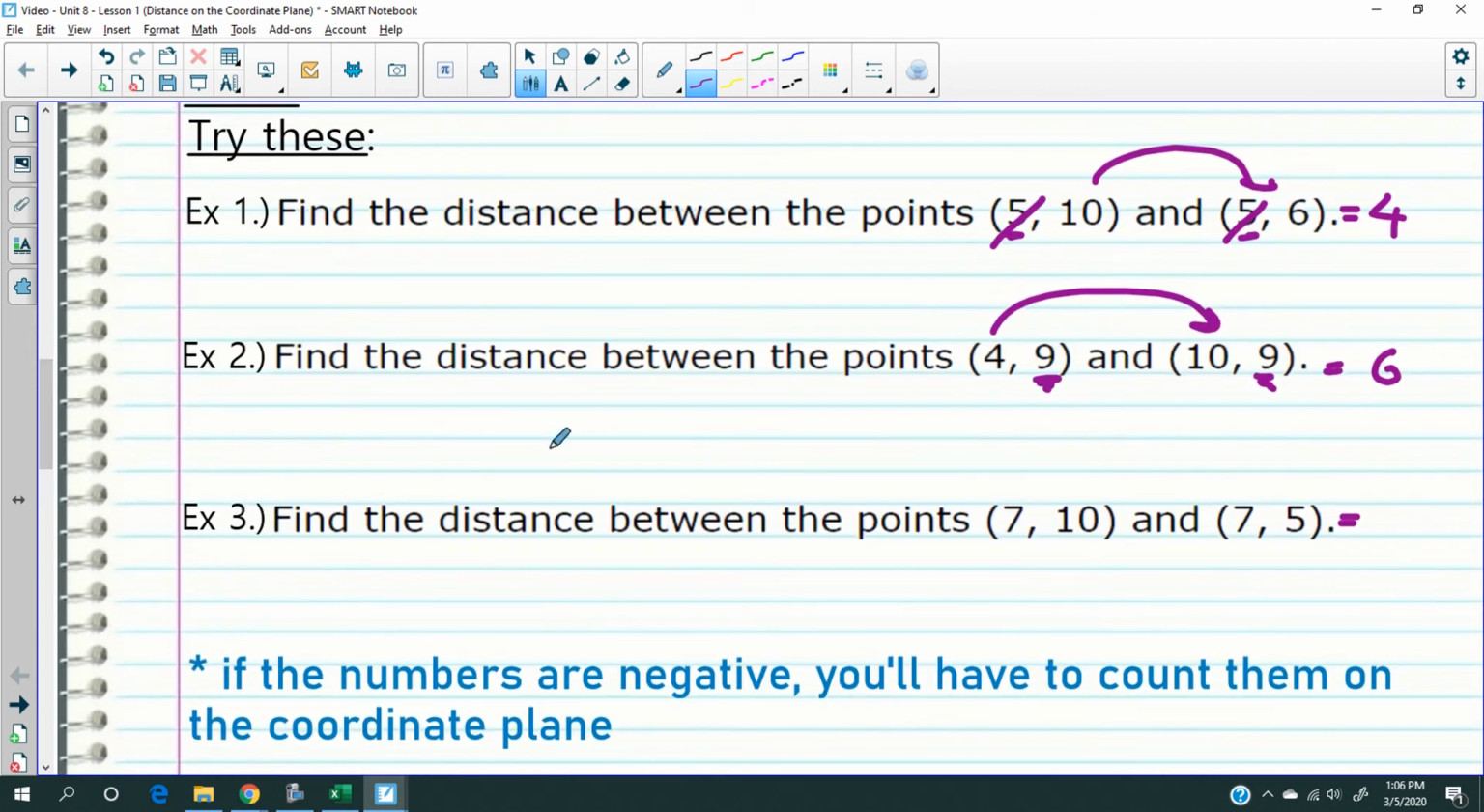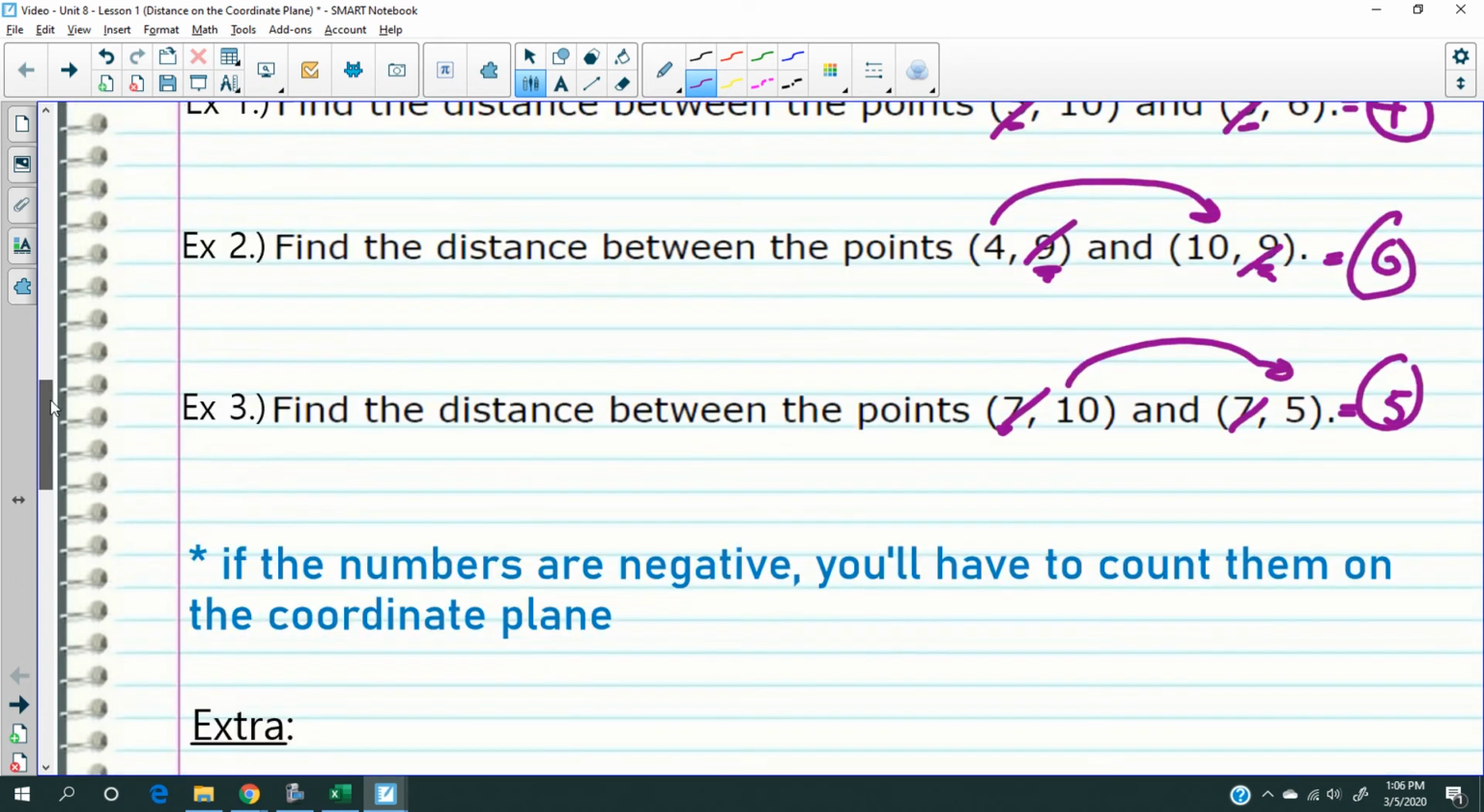All right, last one, and that'll be it for today. Find the distance between the points. These are both the same, so don't look at that. How does 10 become 5? Yeah, you go 5 over. And that's it. That's how you do it.